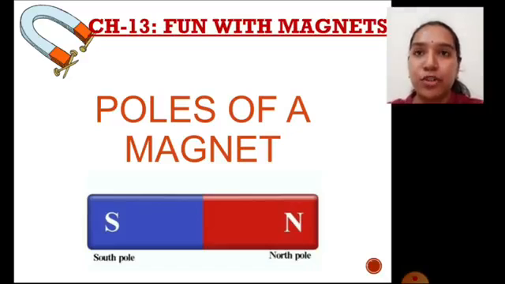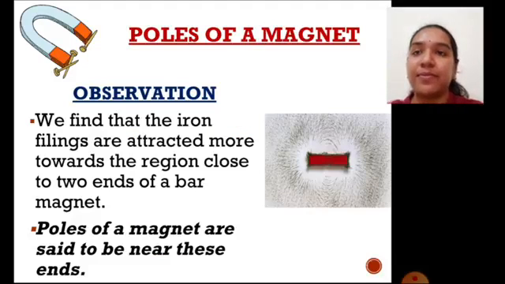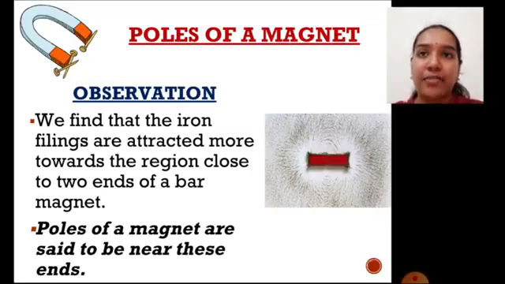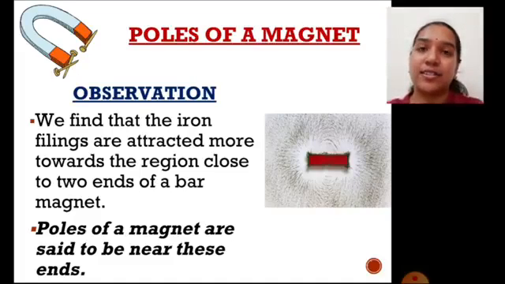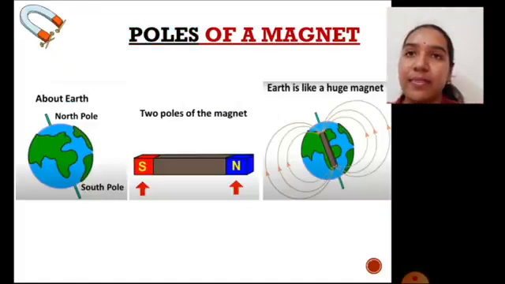Then coming to the poles of a magnet, we try to understand an activity by keeping a bar magnet on a surface spread with iron filings. We observed most of the iron filings got attracted to the ends of the bar magnet. Hence, we come to know that the poles of a magnet are near the ends. Then we come to know that Earth itself is a huge magnet balancing the directions of Earth, which has two poles, that is North Pole and South Pole.